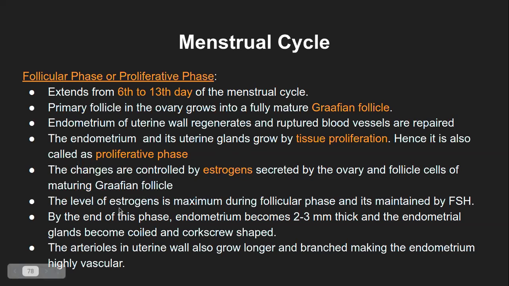Now, the level of estrogen is maximum during the follicular phase. That means from the 6th to 13th day, it will be maximum compared to the other phases, and is maintained by follicle stimulating hormone. That is, FSH is secreted by the anterior pituitary, and that will maintain the level of estrogen. We will see this hormonal control in the last slide of this menstrual cycle, so this fact will get more clarity. By the end of this follicular phase, the endometrium becomes 2 to 3 mm thick.